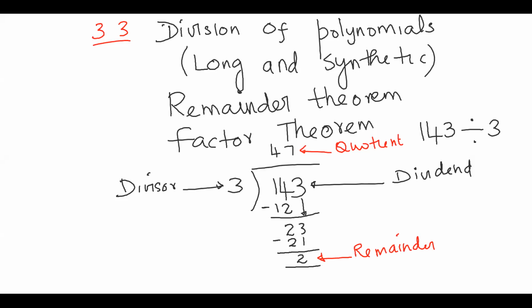So how do we write the answer? The answer is going to be quotient plus remainder over divisor. The quotient is 47 plus remainder 2 over 3. So this is how we are going to represent the answer in polynomials. So you should know what the quotient, divisor, dividend, and the remainder are. Questions?